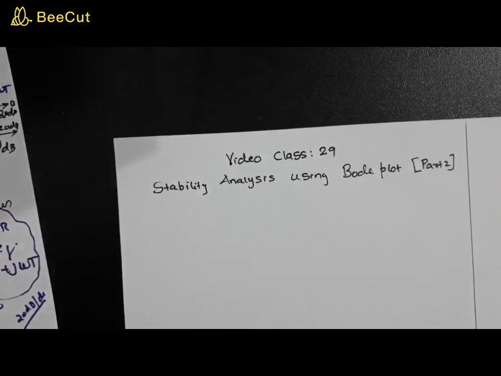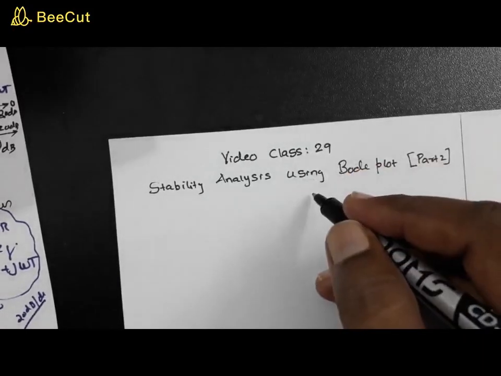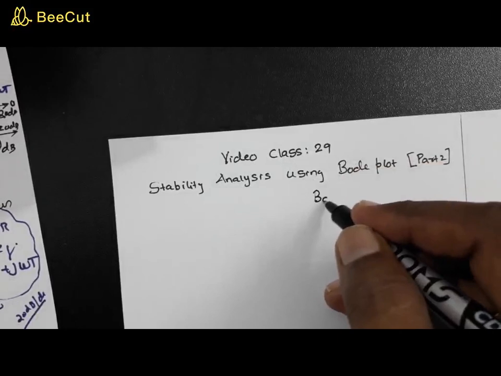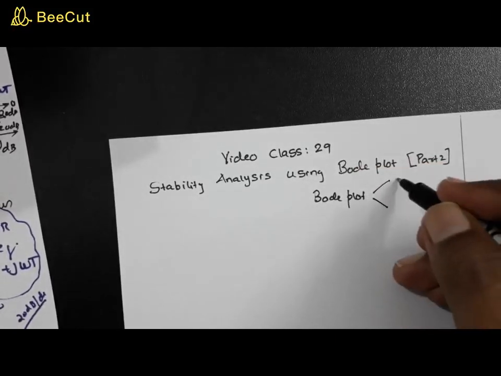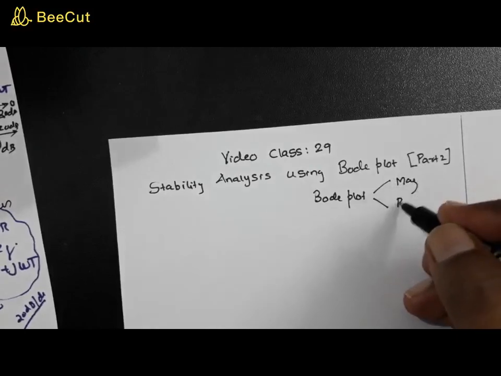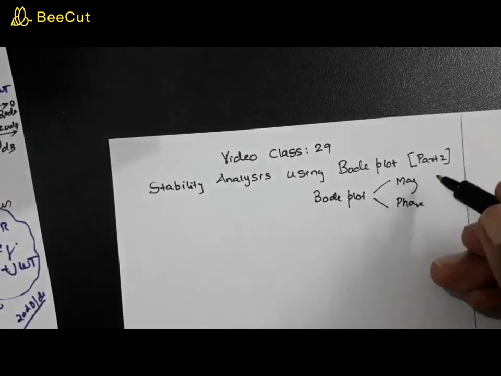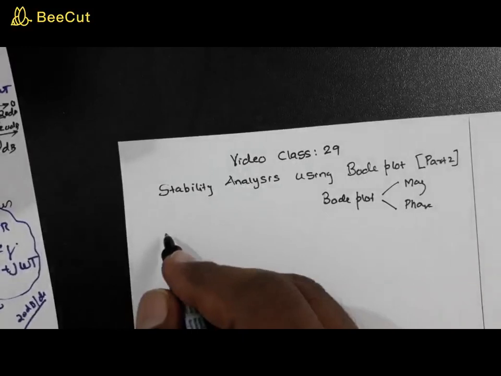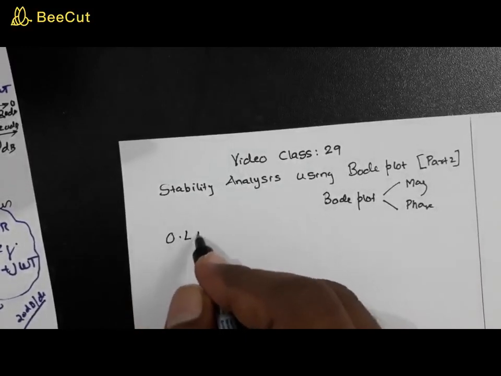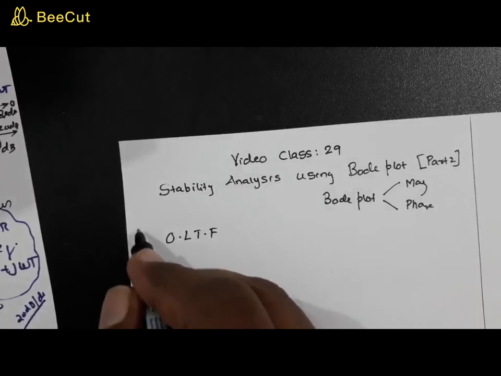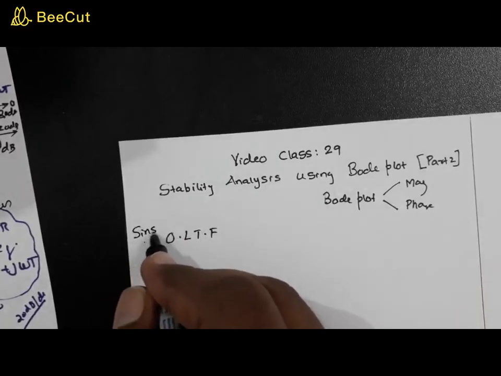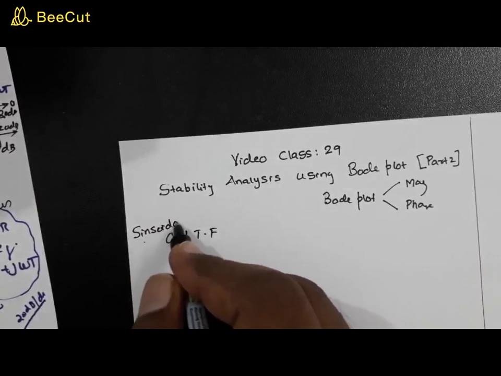Anyway, the base of all this is the frequency response we have seen. We have also seen that a Bode plot actually consists of two plots, the magnitude and the phase. Magnitude and phase of what? Of an open loop transfer function, and it is not simply an open loop transfer function. This is a sinusoidal open loop transfer function.